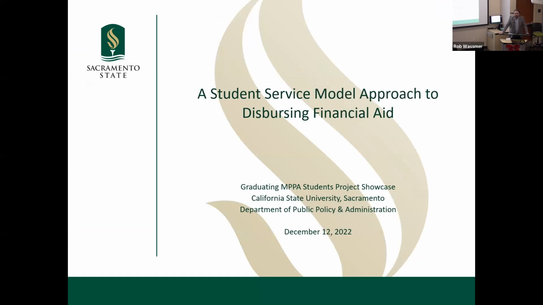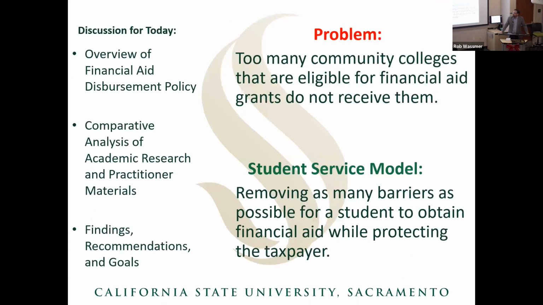So I am presenting on a student service oriented model for dispersing financial aid. And particularly this is going to be for community college students. And when I say disperse, what I mean is the actual giving out of financial aid awards. There is a problem. Too many community college students that are eligible for financial aid awards are not receiving them. My proposed solution is a student service model.